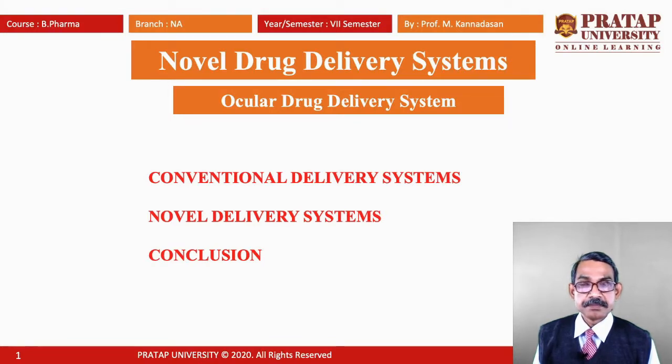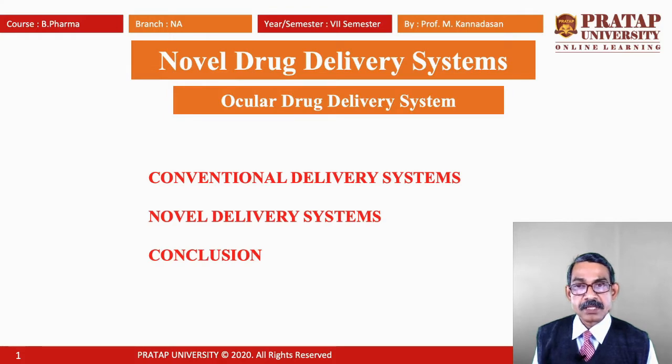Novel drug delivery system, in which ocular drug delivery system. Earlier in the previous lecture, we discussed the fundamentals and various points related to ocular drug delivery systems. As a continuation to that, today we are covering the remaining portion. Today we are covering three headings: conventional drug delivery systems in ophthalmic, novel drug delivery systems, and the conclusions. Let us discuss one by one.